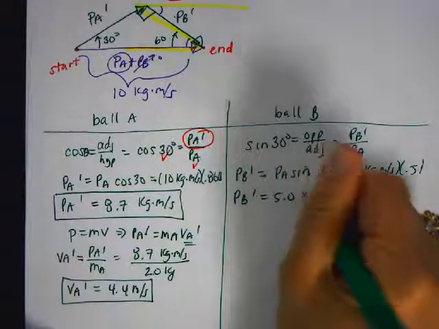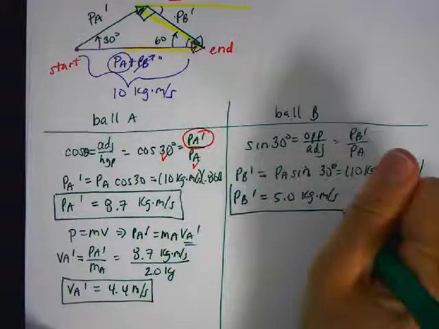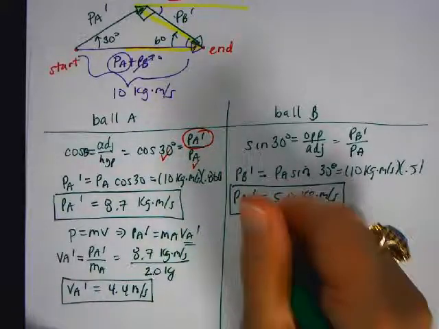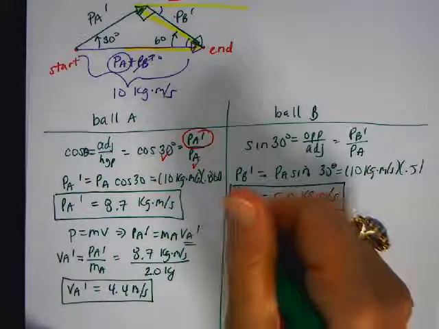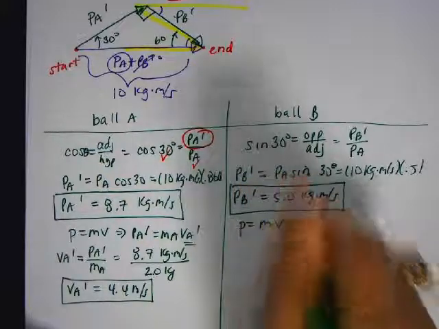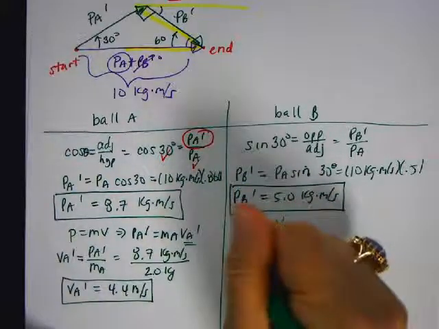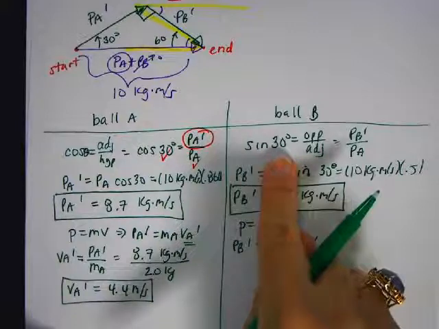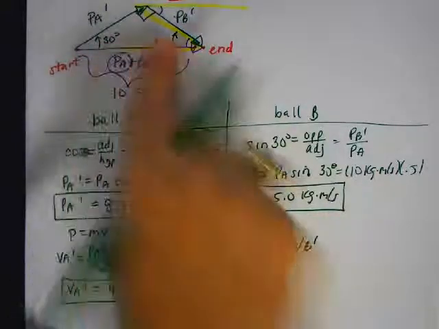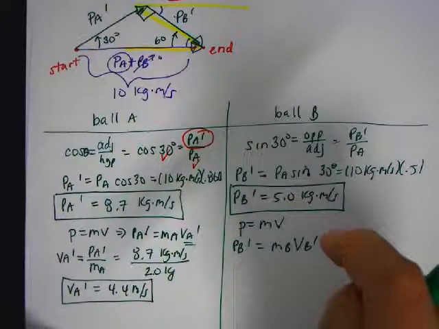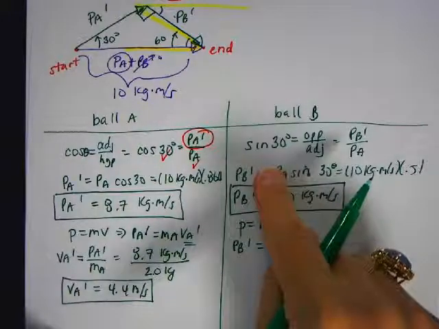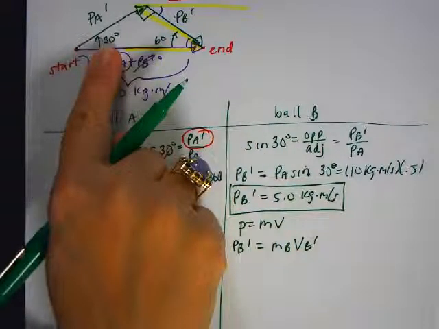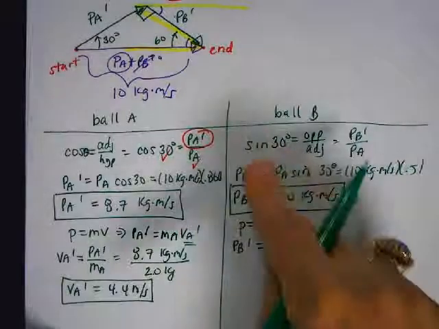Now I want to find VB prime. That's the velocity of ball B after collision. So again, the definition is P equal to mv. Momentum is mass times velocity. PB prime is equal to MB times VB prime. Now remember, you can use sine or cosine. Sine of 30 is the same as cosine of 60, right? If I'm solving for PB prime, it's opposite the 30-degree angle because I use sine. If I did cosine of 60, it's the same as sine of 30, right?